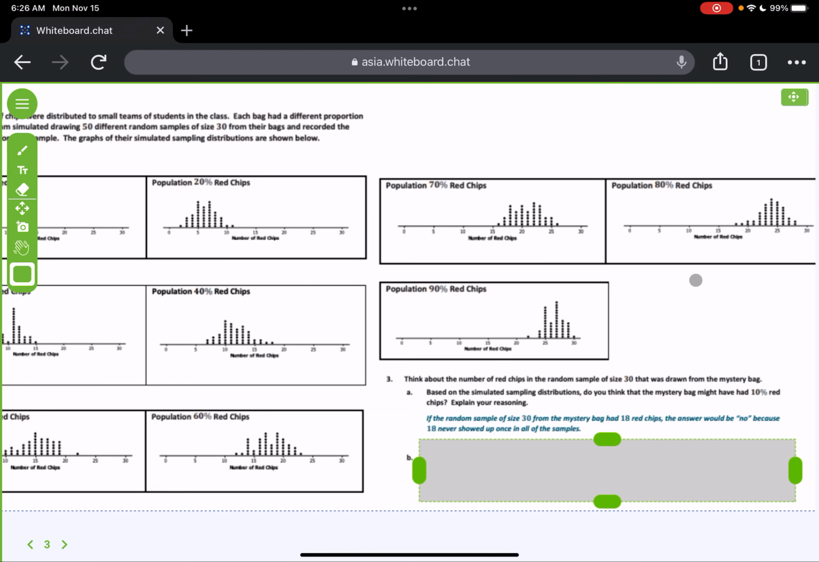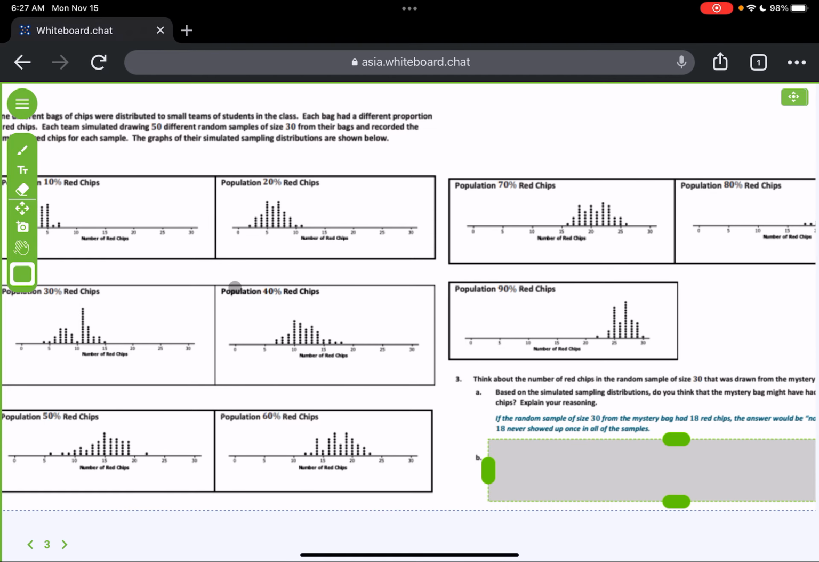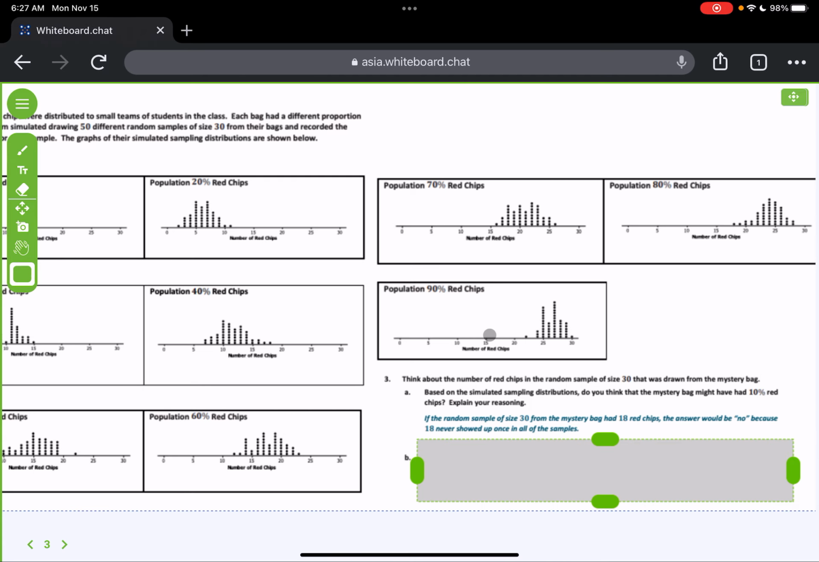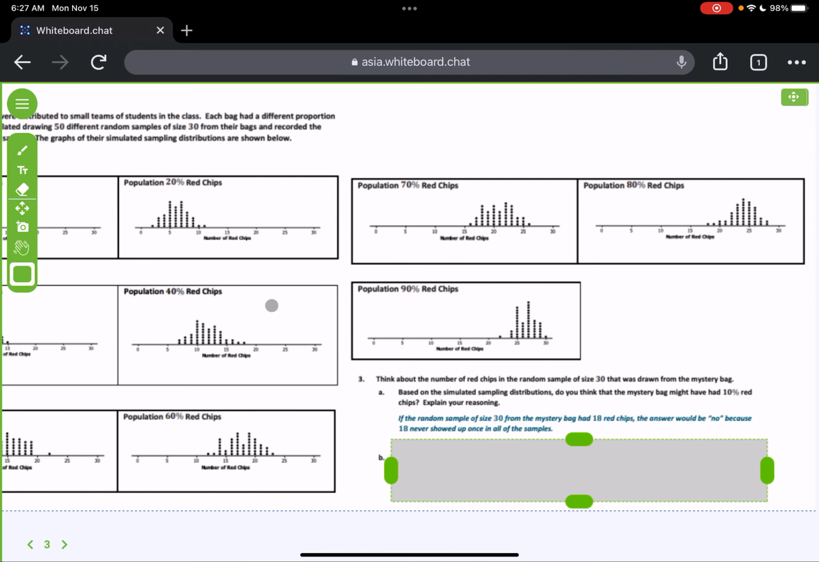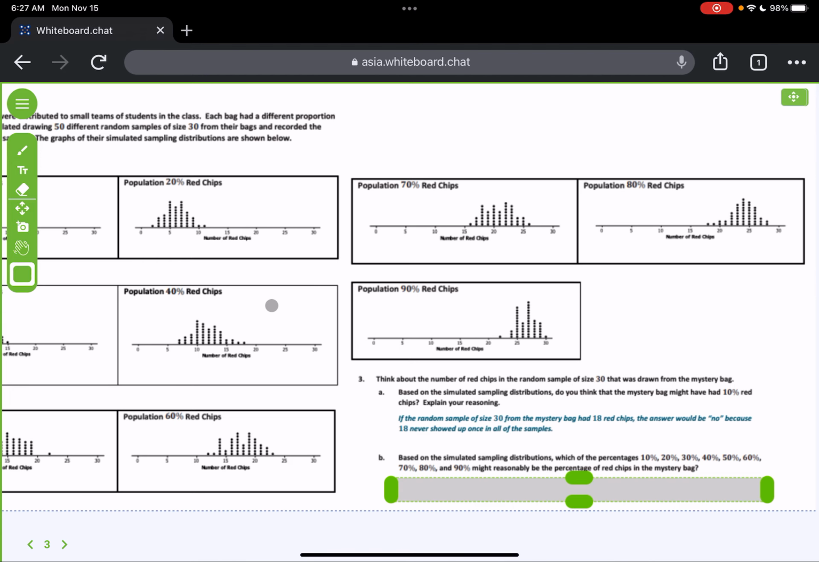Okay. Well, if the random sample of size 30 from the mystery bag had 18 red chips, the answer would be no, because 18 never showed up in all of the samples. There's not going to be any example there where you would come up with 18. With 10% red chips, no way you're going to get 18. Now, this says based on the simulated sampling distribution, which of the percentages, 10 to 90%, might reasonably be the percentage of red chips in the mystery bag.